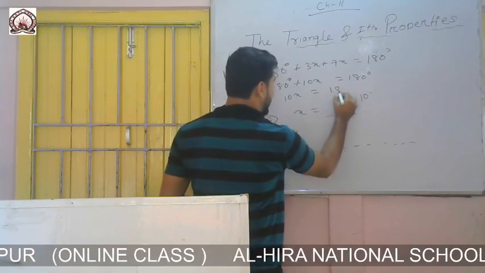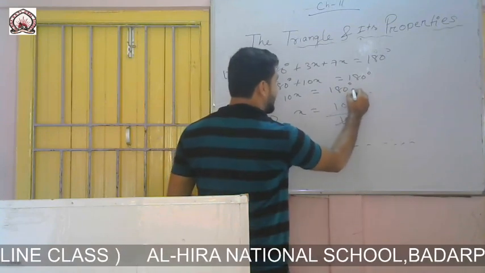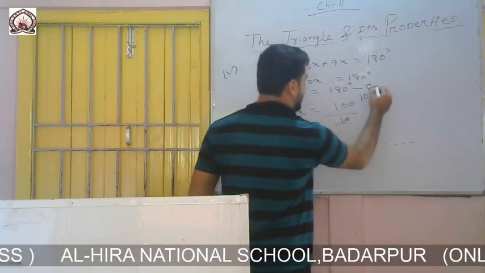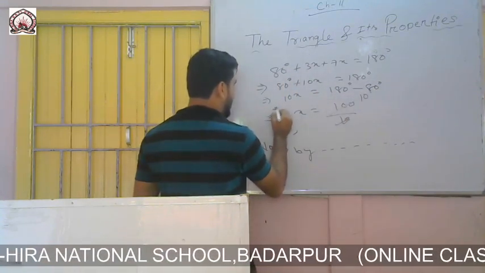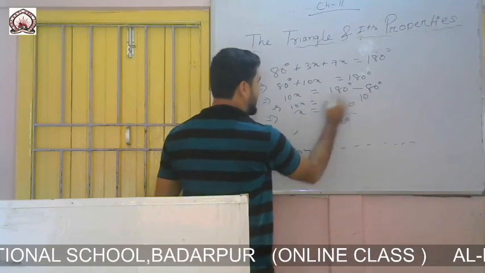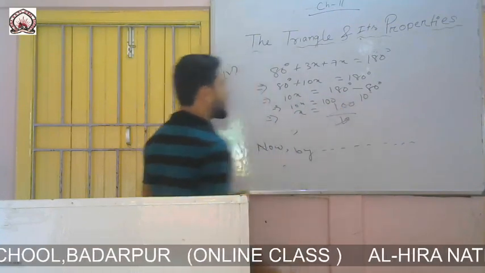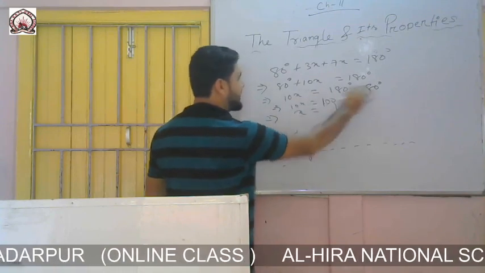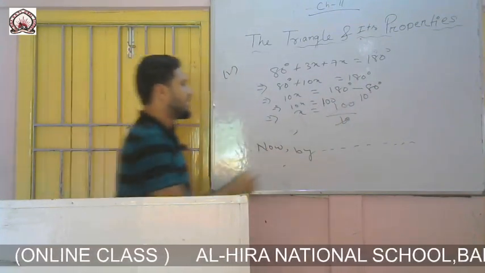10x equals to what? 180 degree minus what? 80 degree. Okay, now we can write 10x equals to what? 100 degree. Okay, for better understanding I have written this one. You just write 100 degree.